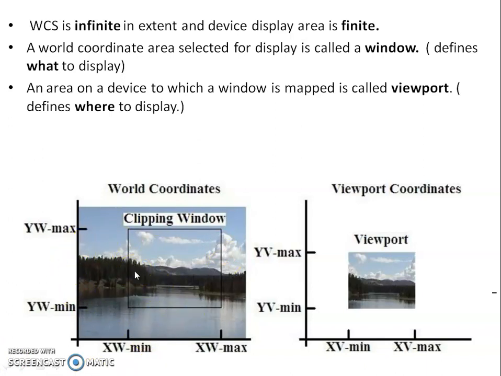The picture of nature is represented here. It is infinite. We cannot represent this as finite. Then we need only this area, this object or any object that we want to display, that we have to select using this clipping window. That is, it defines what to display.